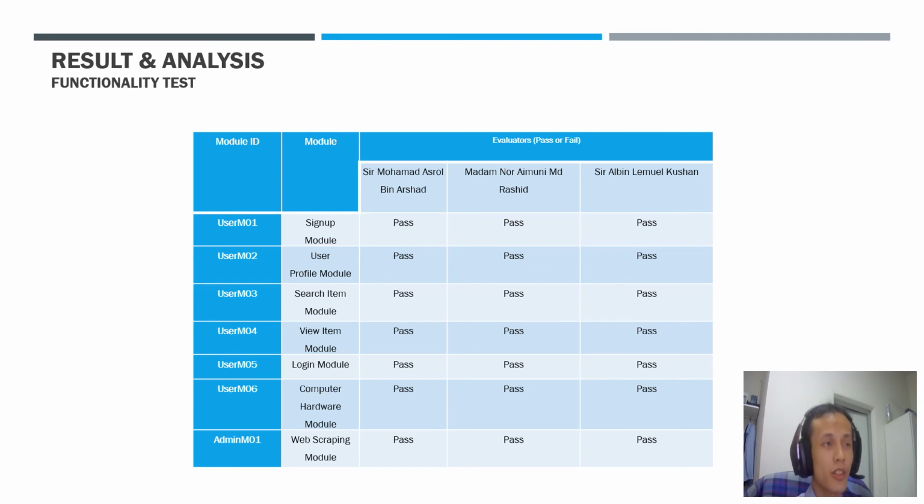For functionality testing, there are 3 lecturers who have tested the web system, which are Sir Astral, Madam Aimuni, and Sir Alvin. Every module inside Webcore, which are the sign up module, user profile module, search item module, view item module, login module, compute hour module, and web scraping module, have passed the functionality testing.